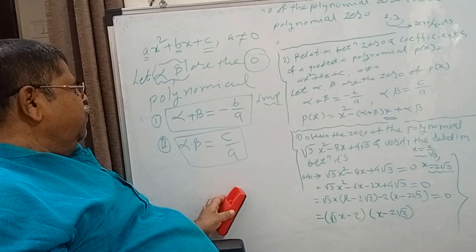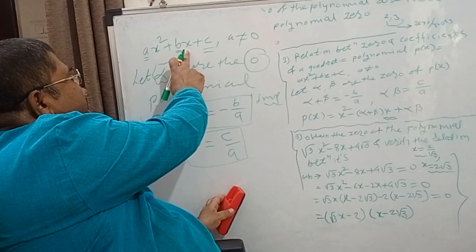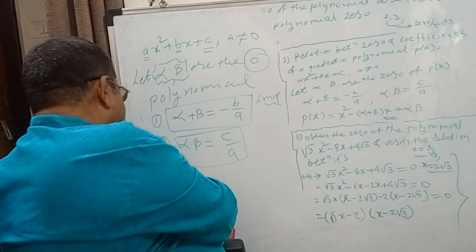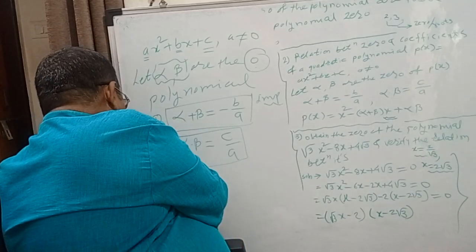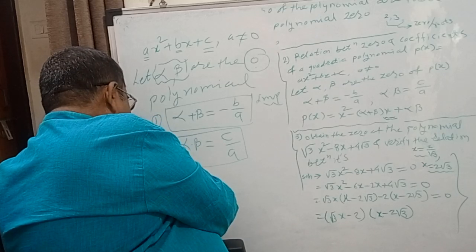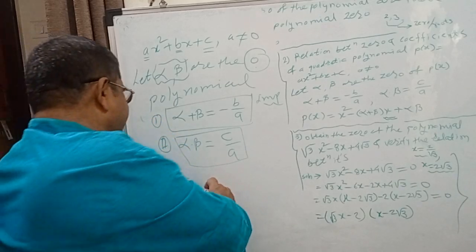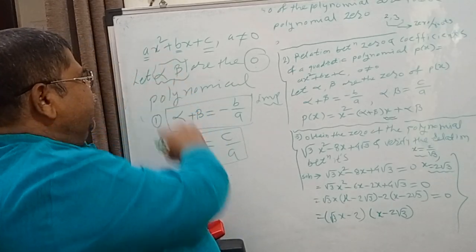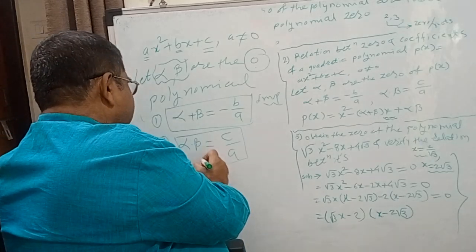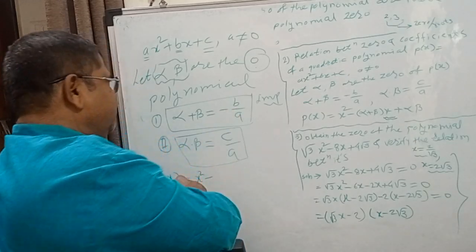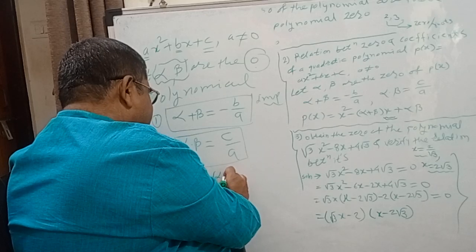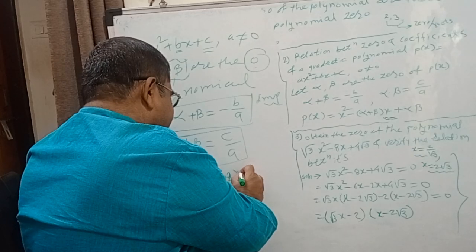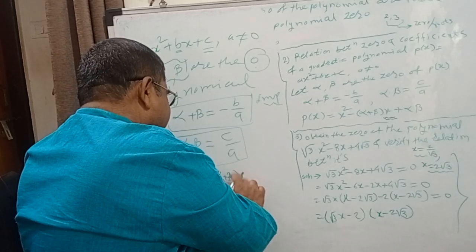Then how can we write x square plus bx plus c as a polynomial? p(x) is equal to x square minus (alpha plus beta) into x, plus alpha beta. This is the coefficient of x.